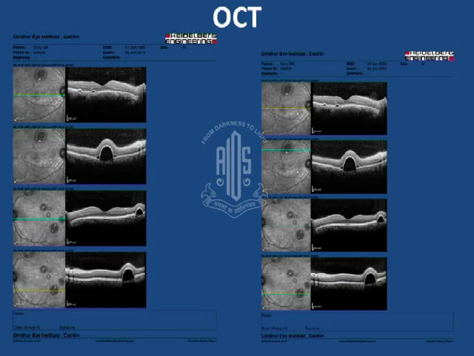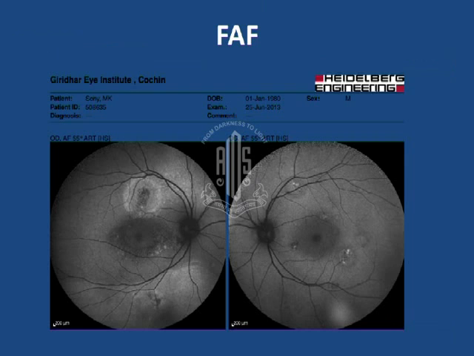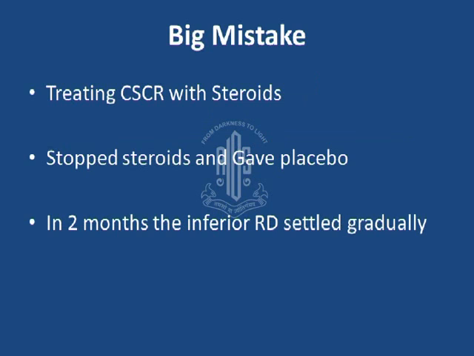And then we did an OCT and all, and it is a case of steroid induced or steroid worsened central serous chorioretinopathy. This autofluorescence is very characteristic of central serous chorioretinopathy, hyper-autofluorescent areas, tract and all. So I wanted to show that steroids can be given mistaking it for retinochoroiditis. We stopped steroids and gave placebo. After 2 months, the inferior retinal detachment gradually settled.